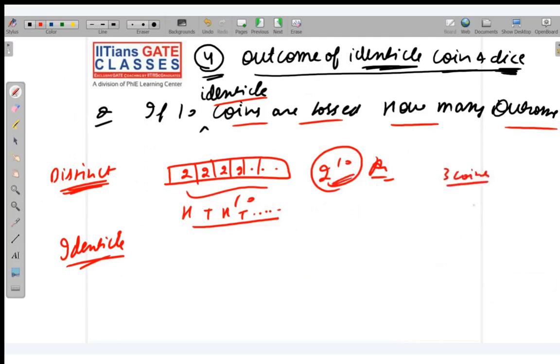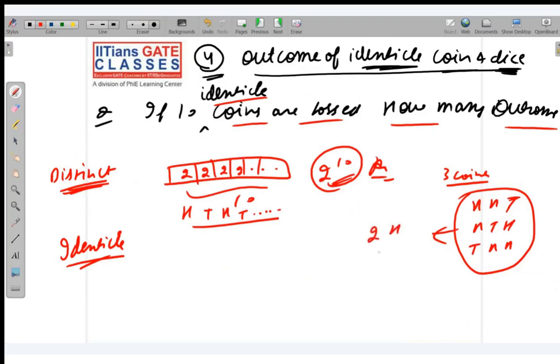Okay, 3 coins. So head, tail, head, and tail, head. All these 3 will be same. Why? Because the coins are identical. So I cannot say first coin has given head, second coin has given head, third coin has given tail, and so on. I cannot say like this because all are identical. So I will say 2 head and 1 tail. That's it. This is the way.